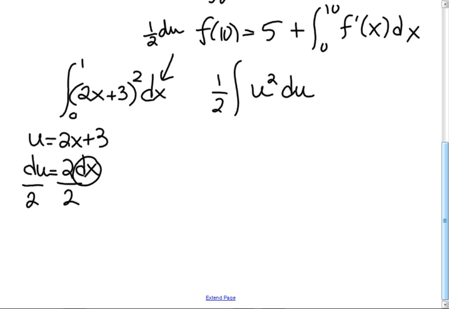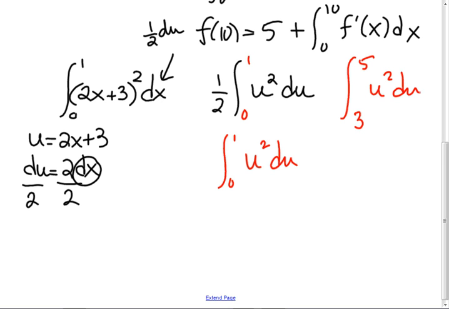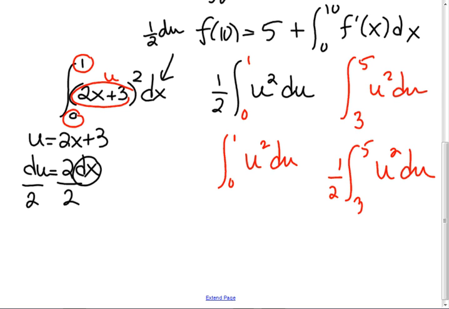So I substituted in. But the problem that I've seen you guys do is then you keep 0 and 1, and that's going to be one of your choices. This will be a choice, integral 0 to 1 of u squared du. I want to get the right ones. 3 to 5 of u squared du. And they'll have this, 1/2, 3 to 5 of u squared du. So read through them all. If you change this to u, what must you do to your limits? Yes, you must do that.